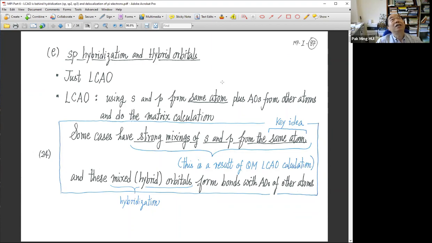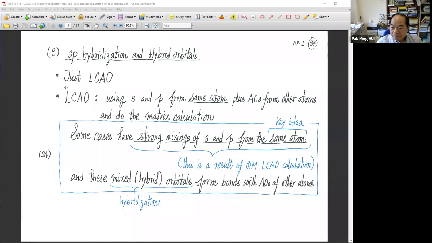In Chinese, it's called something like that. Okay, something like that. I looked it up. Okay, so there are many types: SP, SP2, SP3. Okay. Of course, we will start with the simplest one. So SP hybridization is easier to handle, easier to understand. If you follow that, there will be no difficulty for SP2, SP3.